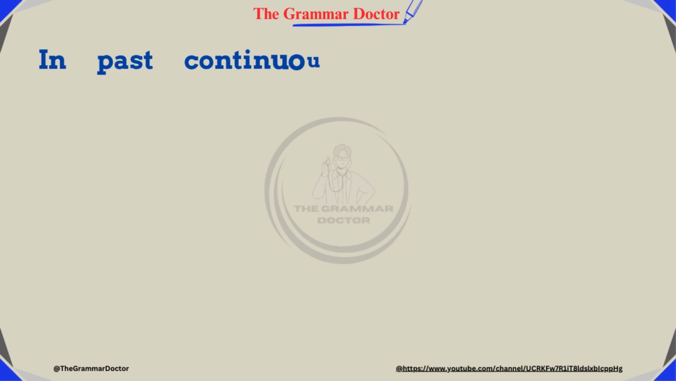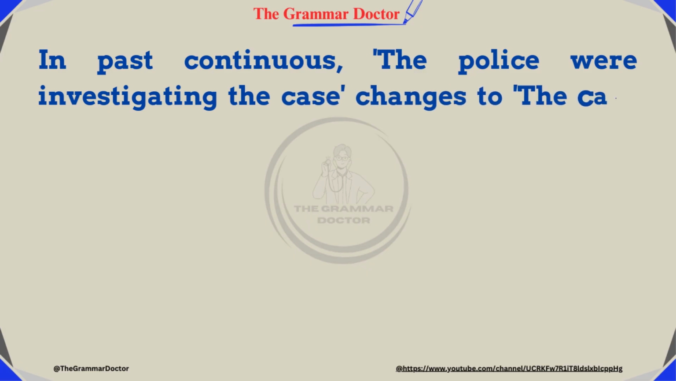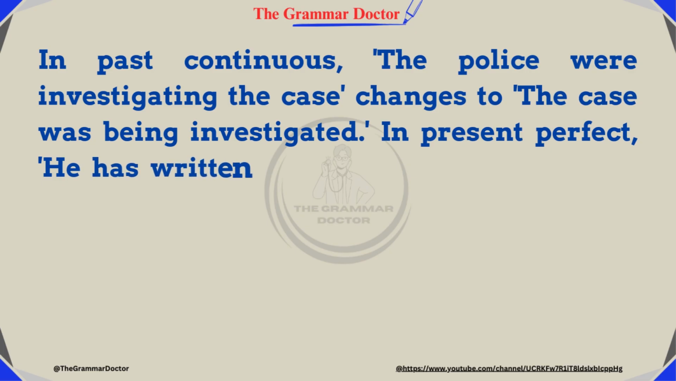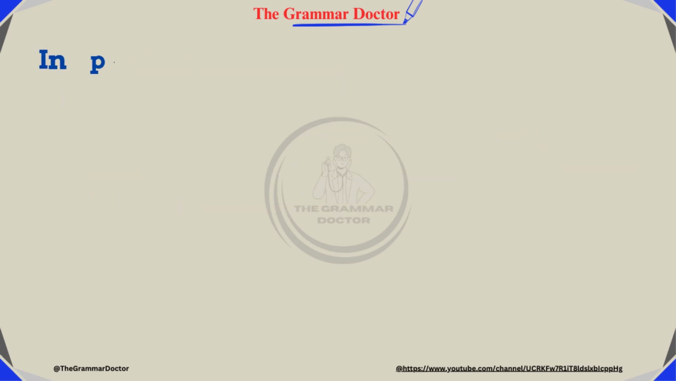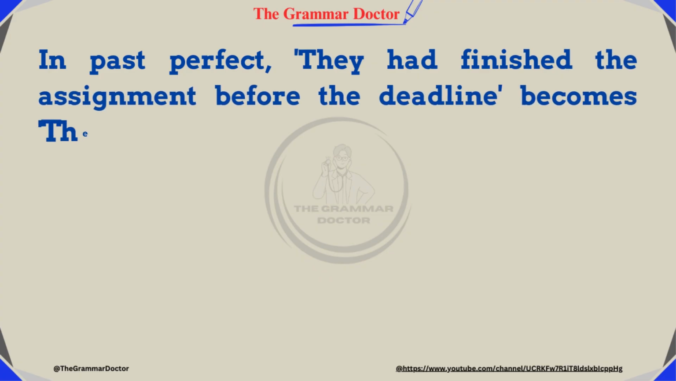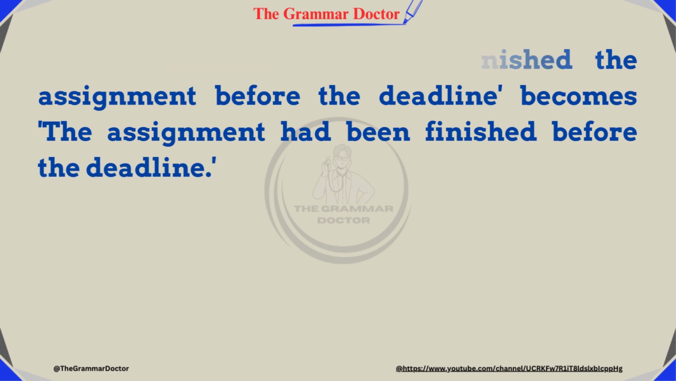In past continuous, "the police were investigating the case" changes to, "the case was being investigated." In present perfect, "he has written a novel" turns into, "a novel has been written by him." In past perfect, "they had finished the assignment before the deadline" becomes, "the assignment had been finished before the deadline."